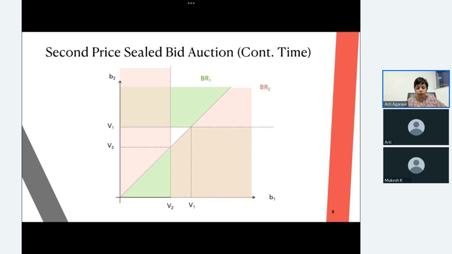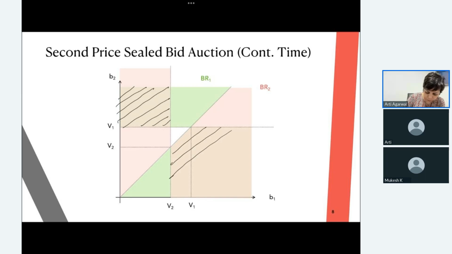Yeah. So this part, all this region where pink and green are overlapping, all of these are your Nash equilibria. So all the points in this region are Nash equilibria. Why is that? Nash equilibrium is when both the players are playing their respective best response.